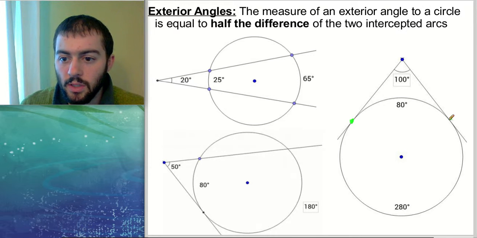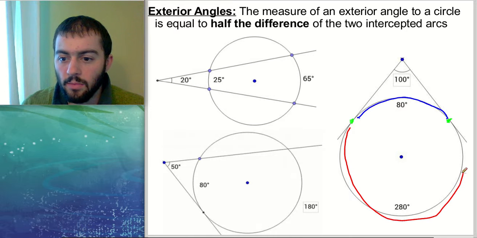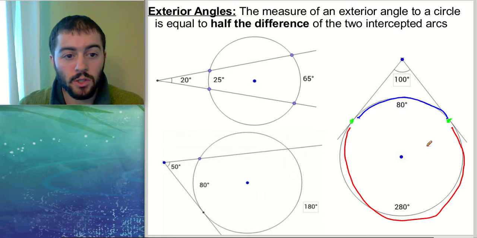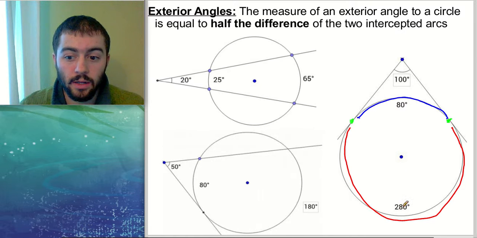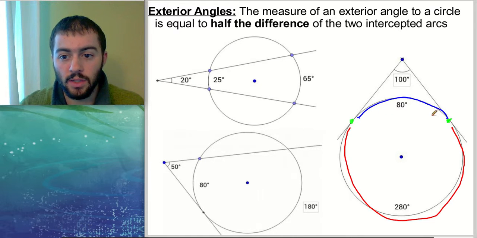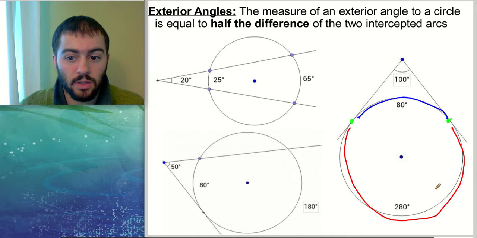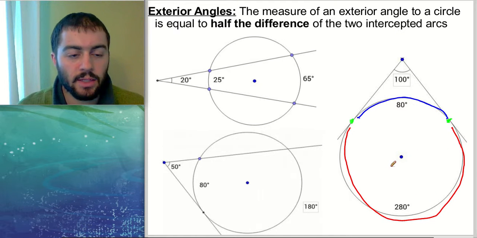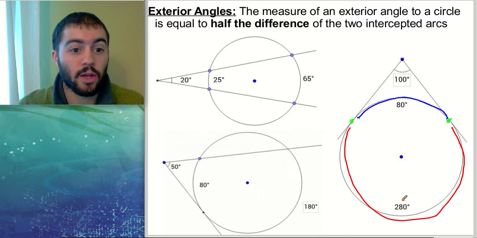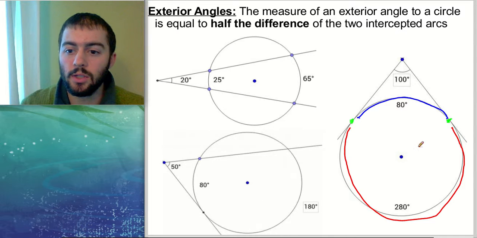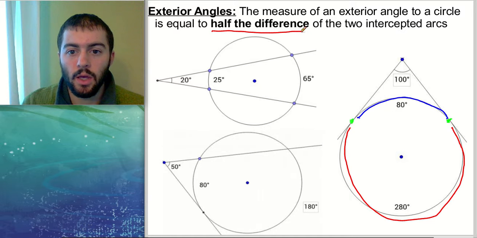If we look at these two points here, we have an intercepted arc of 80 degrees, and then if we go down and measure the bigger arc on the bottom, we have 280 degrees for the larger arc. If we weren't given this 280 degrees, we could easily find it because we know that there are 360 degrees in a circle. We have 80 degrees here, so the rest to get to 360 would give us 280. That's a sidebar, since we were given both of the angles here. So with 280 and 80 degrees, we can find half the difference to get our measure of 100 degrees for the exterior angle.